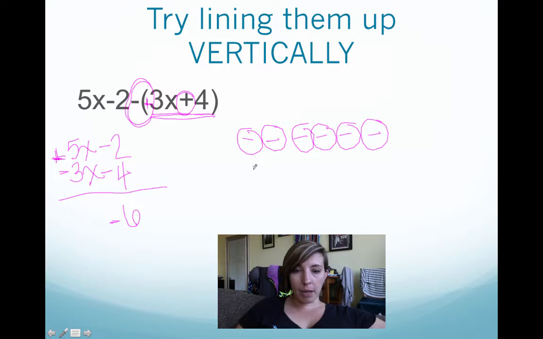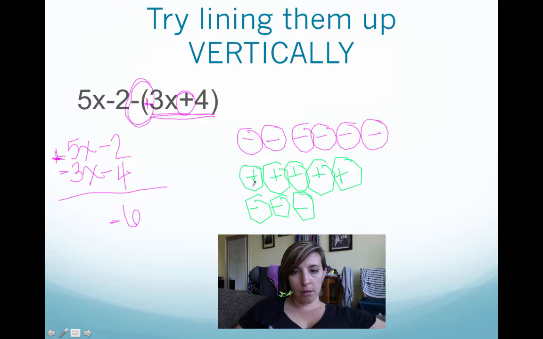On this one, I would have positive 5. And then I would have negative 3. These guys cancel out. I'm left with 2 positives. And I got to keep that variable. So my expression here would become 2x minus 6.